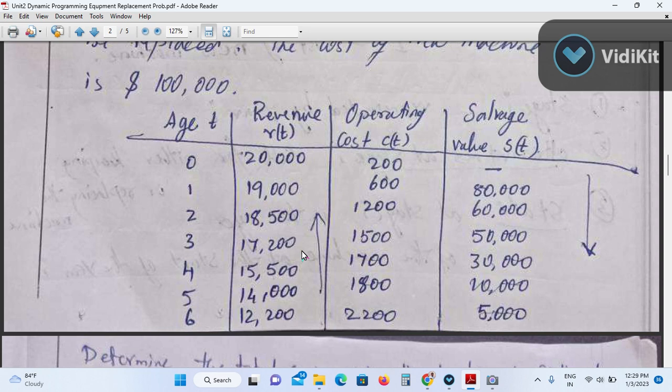So here you observe that data. Here I think I wrongly put it. Revenue will be put like this. So revenue will keep on decreasing. Salvage value also keeps on decreasing, but operating cost will keep on increasing, right? So this one I have to put the other way actually, like this, right?